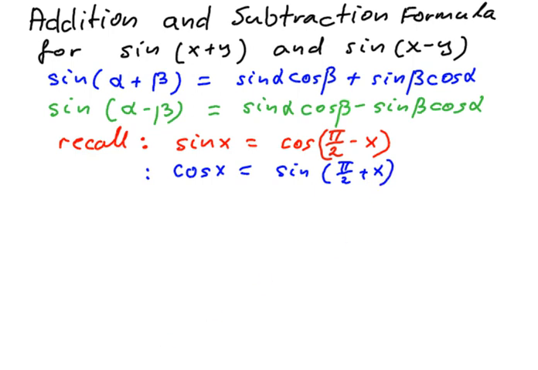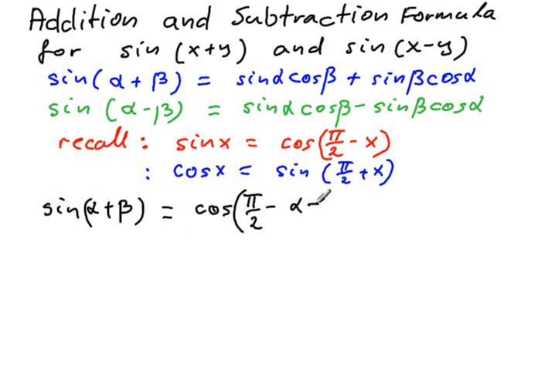Okay, so let us start with showing the sum formula. So we'll begin with sine alpha plus beta. Now, using the information right here that sine of an angle can be expressed as a cofunction, cosine of pi over 2 minus that angle, we'll say that this is cosine of pi over 2 minus, and in brackets we're going to show alpha plus beta. Okay, so far that should make sense.